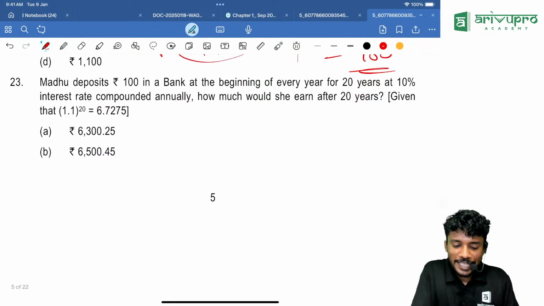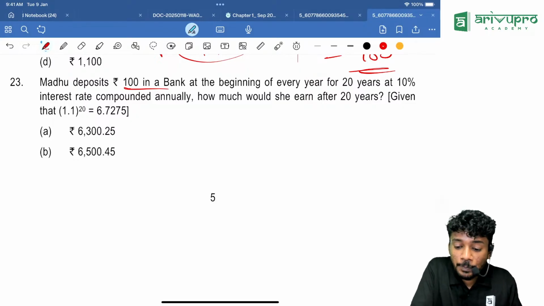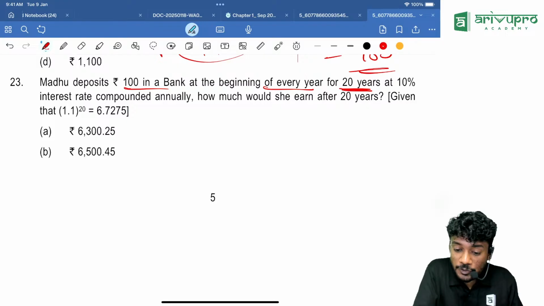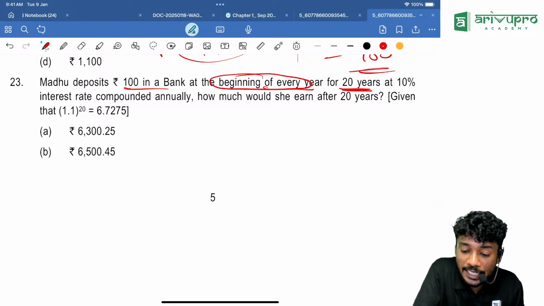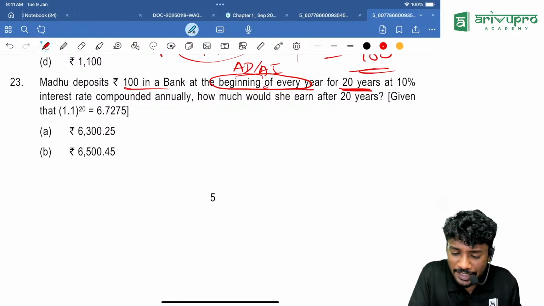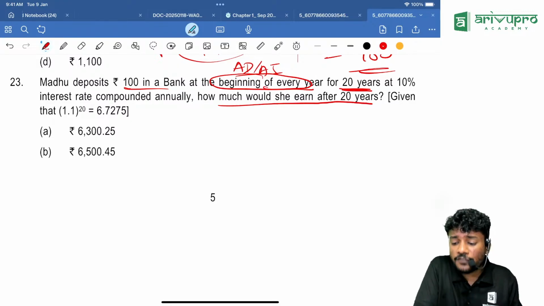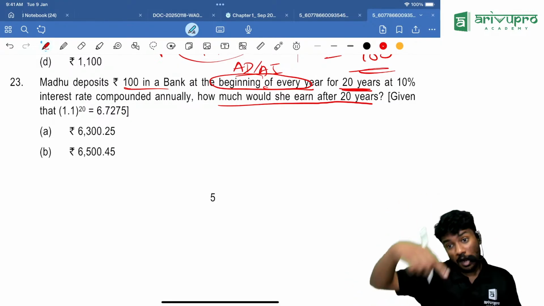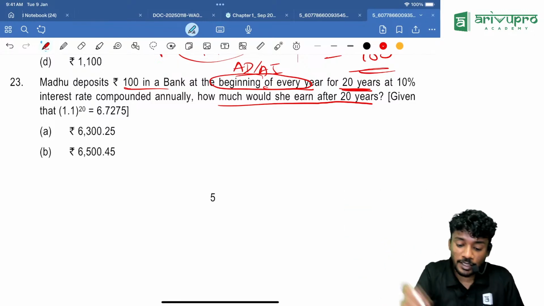Madhu deposits 100 in a bank at the beginning of every year. For how many years? 20 years. Beginning of every year means what? Annuity due or annuity immediate. Okay. Then what are they asking? How much she would earn after 20 years? You are finding future value or present value? Future value. How much she will earn after 20 years means future value.